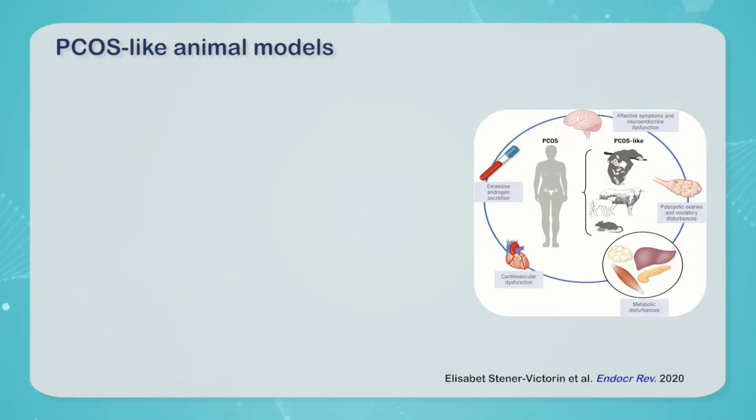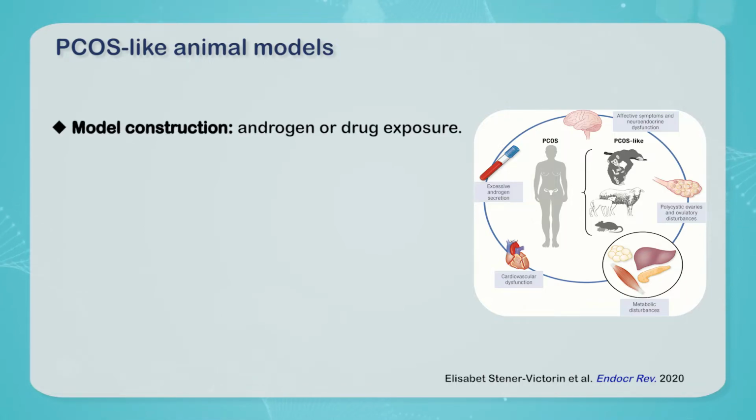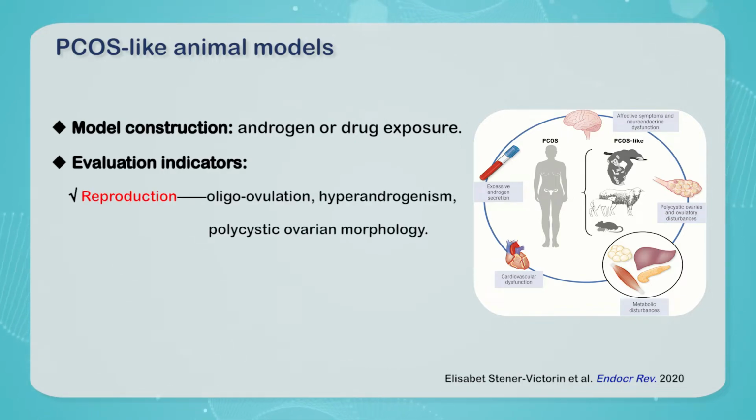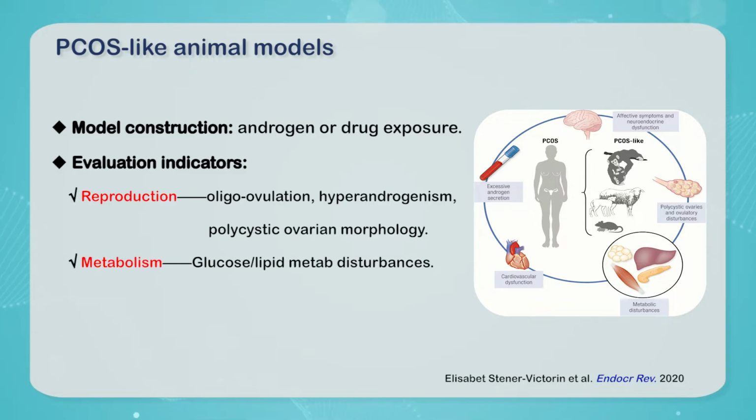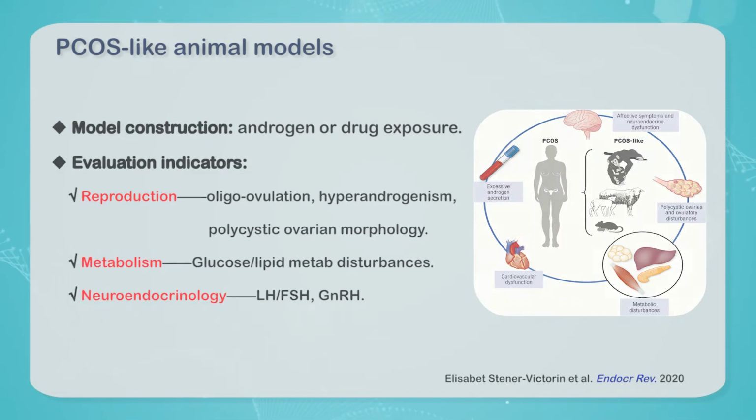As single gene manipulation cannot fully mimic the clinical phenotypes of PCOS women, the construction of PCOS-like animal models relies on androgen or drug exposure to mimic excessive androgen secretion in human PCOS patients. The evaluation indicators of these animal models include dysfunction of reproductive, metabolic, and neuroendocrine systems.